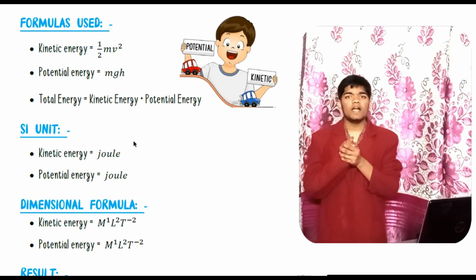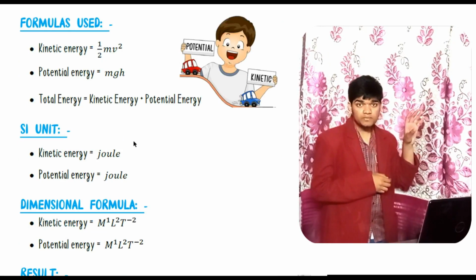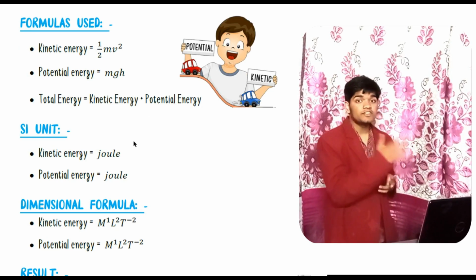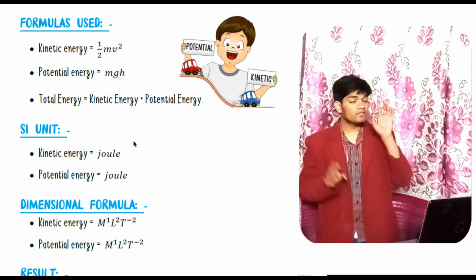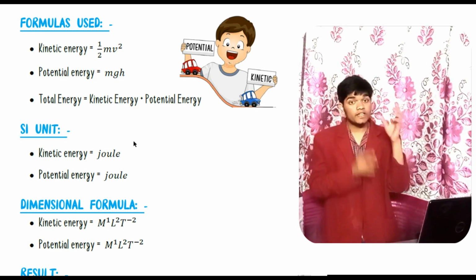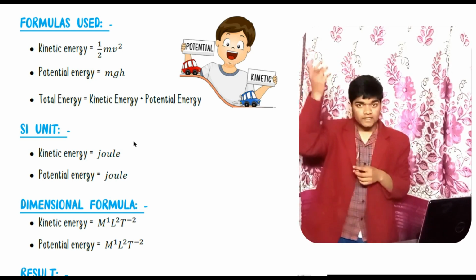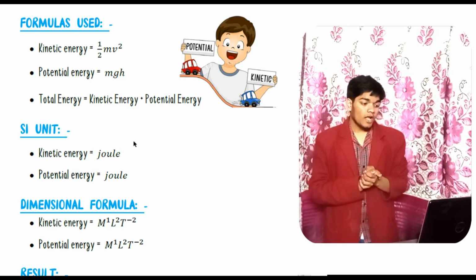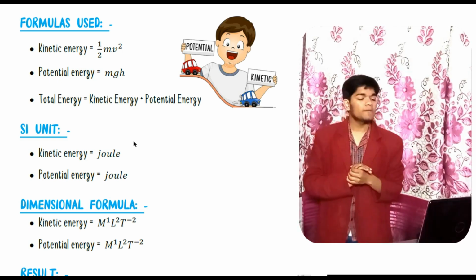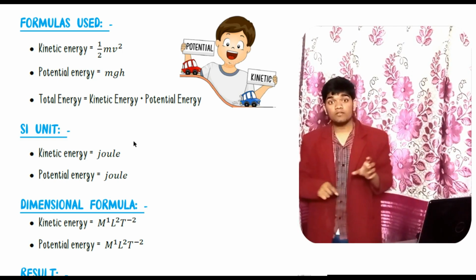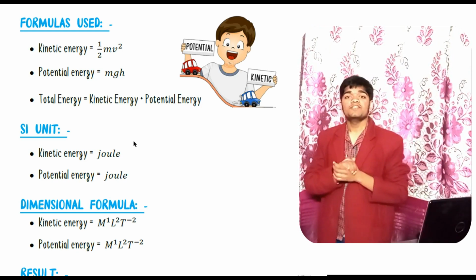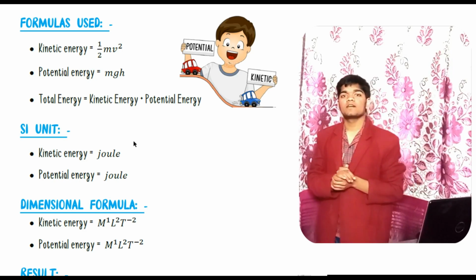So, after the theory, we have the formulas which are used in this experiment, which is kinetic energy, potential energy, and total energy. So, first, the kinetic energy formula, which is half mv square, where m is the mass of the object and v is the velocity with which the object is traveling. After that, we have the formula of potential energy, which is mgh, where m is the mass of the body and h is the height from which it is dropped. Total energy is equal to kinetic energy plus potential energy.